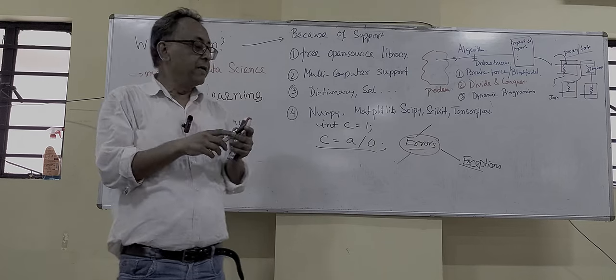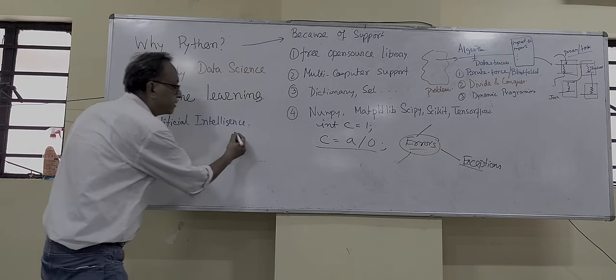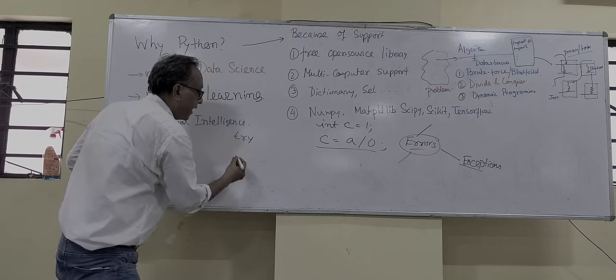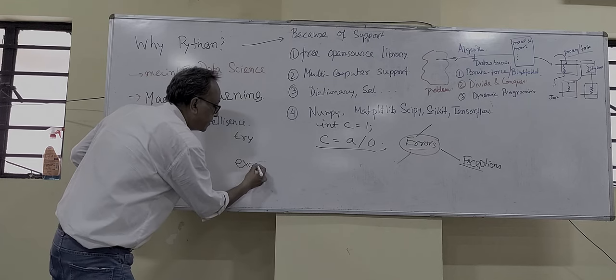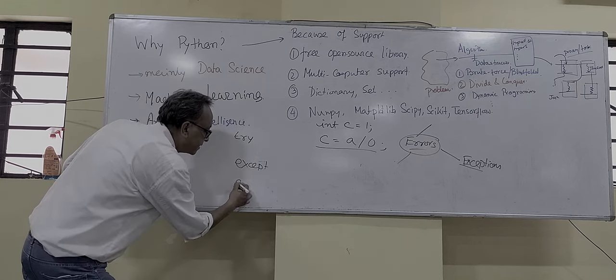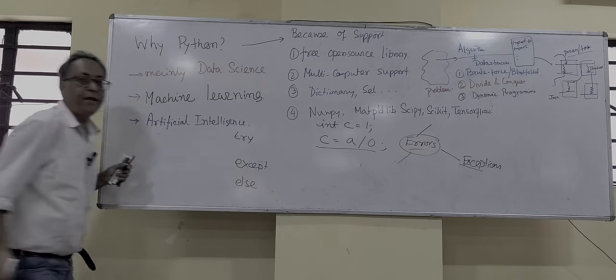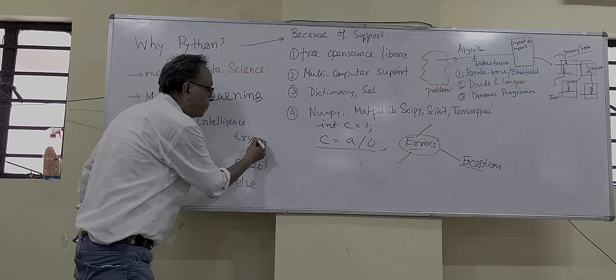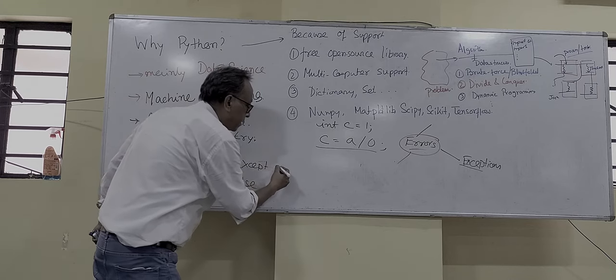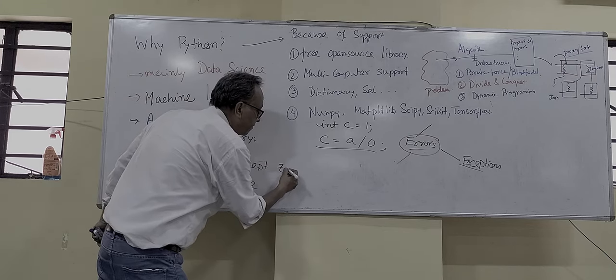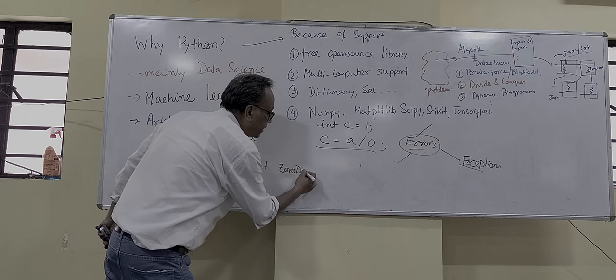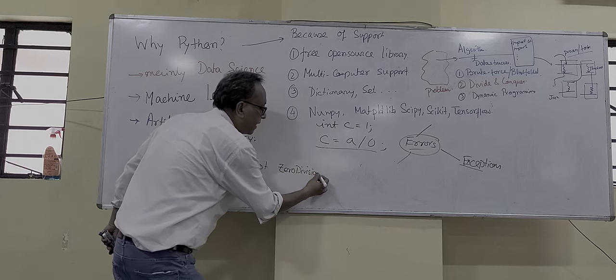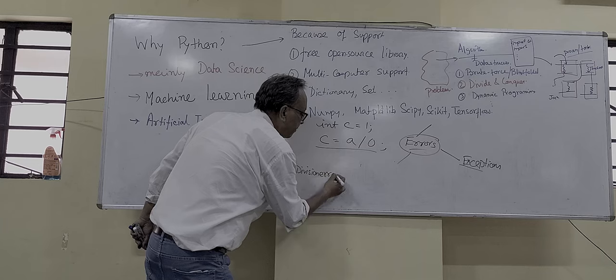And also Java, you already know, that is try, except, else. Can anybody tell me next? Though some of you know Python, what are the blocks? Try, except, zero division error. Say zero division error. Can anybody tell me?